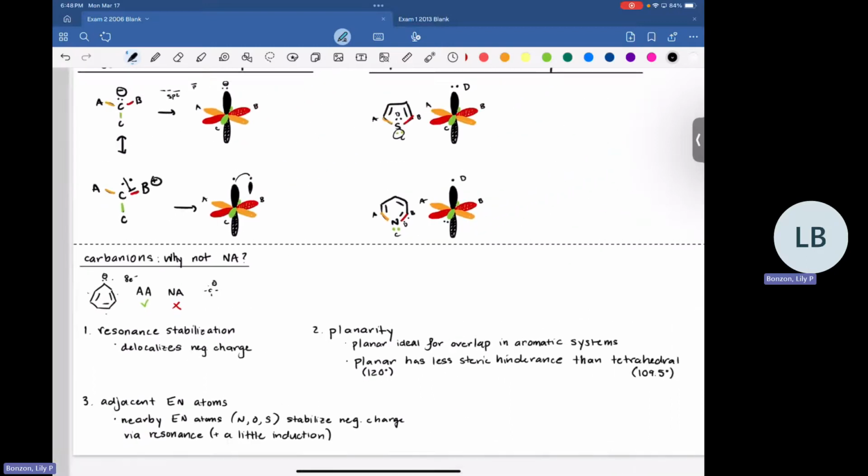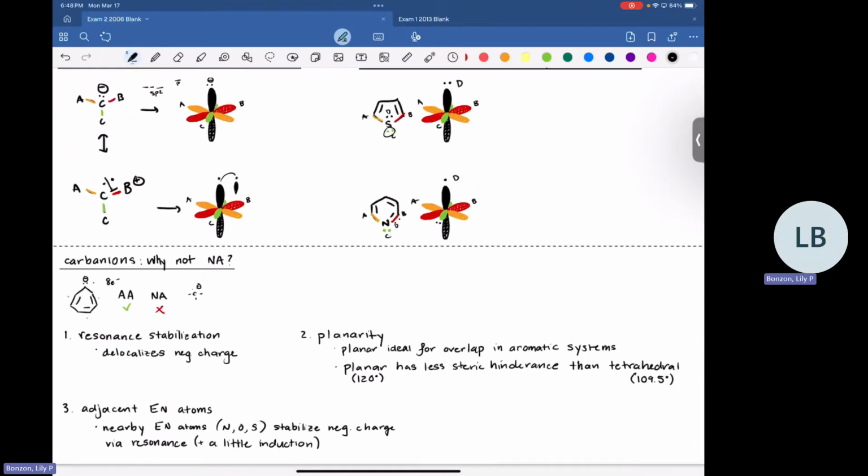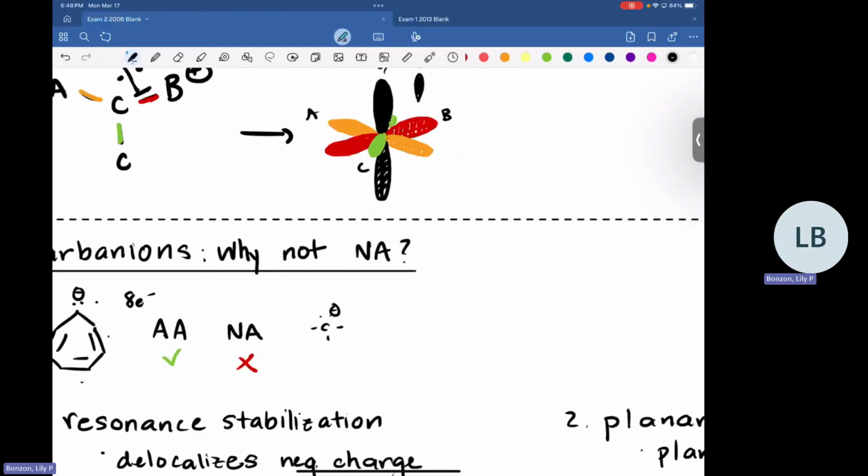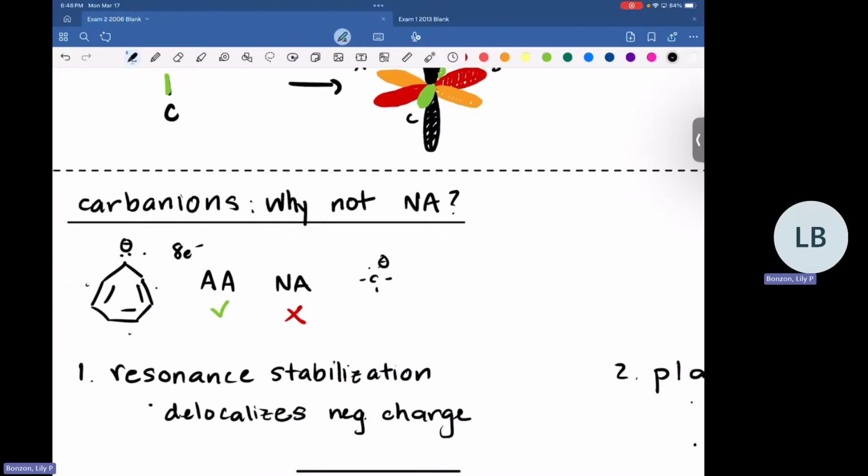So for carbanions, they're pretty much always going to be more stable in that sp2 form. So a carbanion would always be considered sp2. So in this case, we can't consider it as sp3. It's going to have to be sp2. So we don't have the option in this case for a non-aromatic compound.